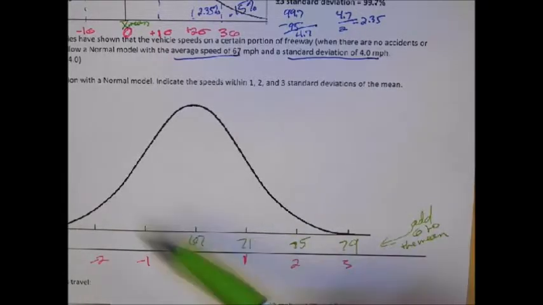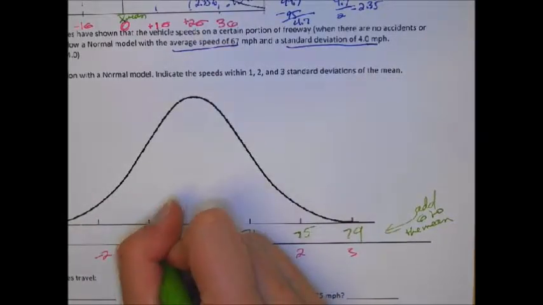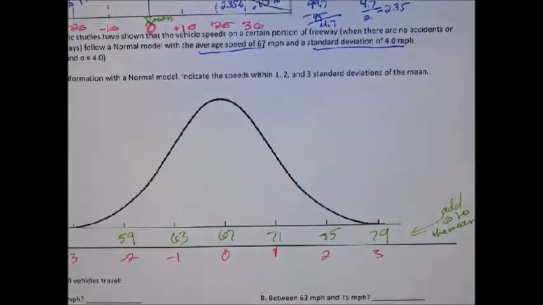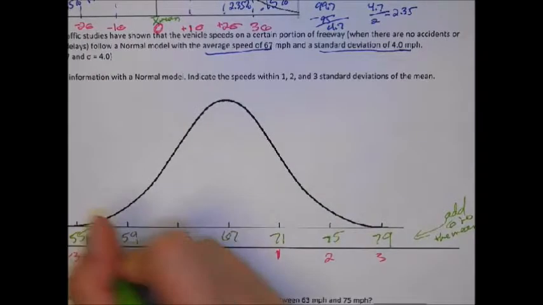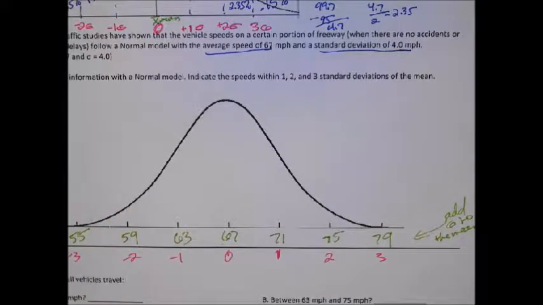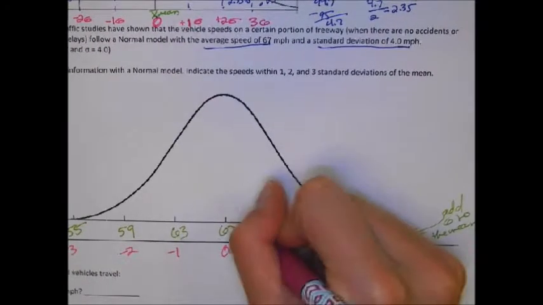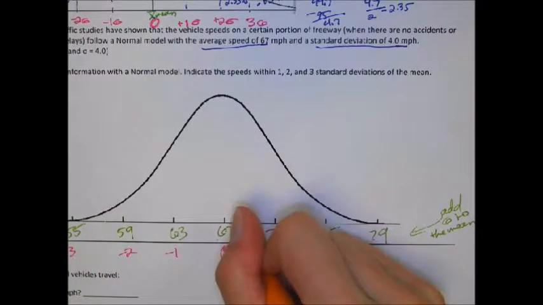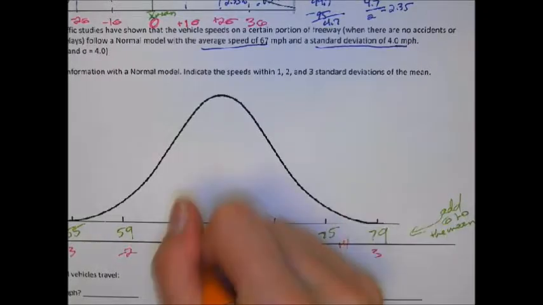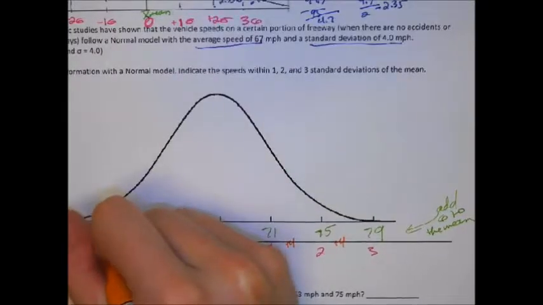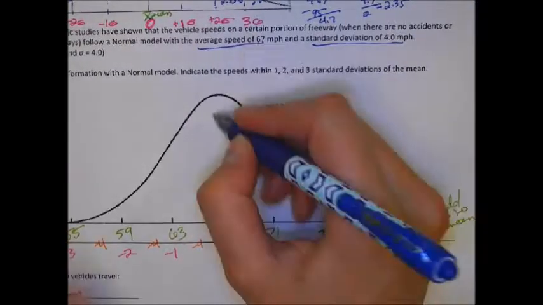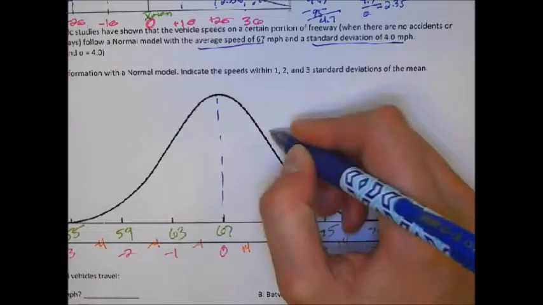Now I want to go the other way. I'm going to subtract a standard deviation. Then I'm going to subtract another standard deviation and another one. So we added 4, plus 4, plus 4, and then minus 4, minus 4, minus 4. All right, let's go ahead and make our dotted lines. That's 0.